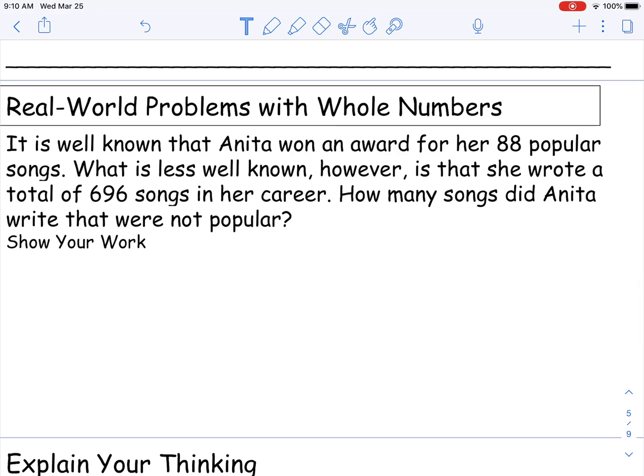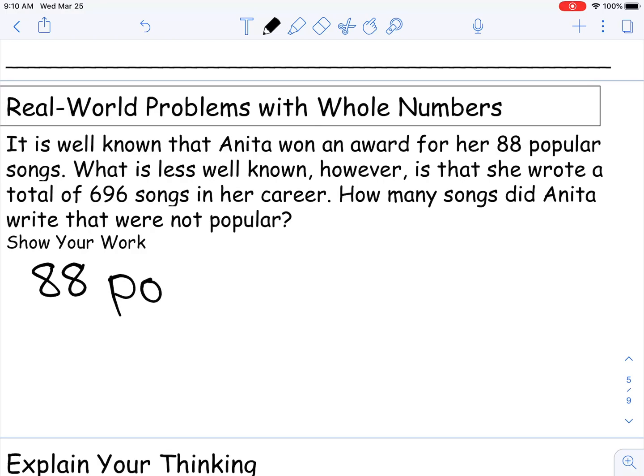Alright, next one. It is well known that Anita won an award for her 88 popular songs. What is less well known, however, is that she wrote a total of 696 songs in her career. How many songs did Anita write that were not popular? So who or what is this problem about? Anita. What is she doing? Well, she's winning awards for her songs. What do we know about her songs? Well, she had 88 popular.